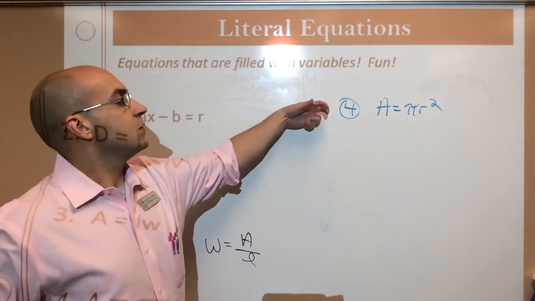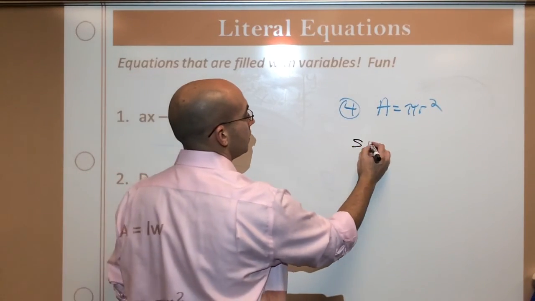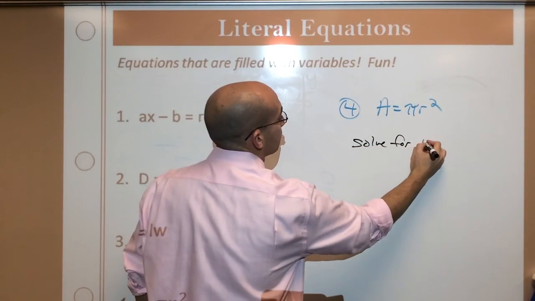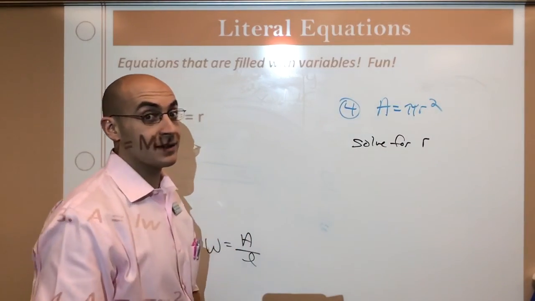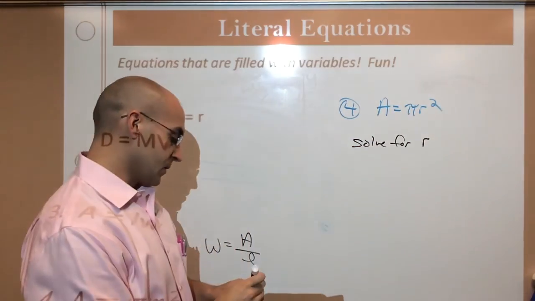Your challenge for yourself tonight: try number 4, and I want you to solve for R. Solve for R. Okay, super challenging because that's a square. Do the best you can.